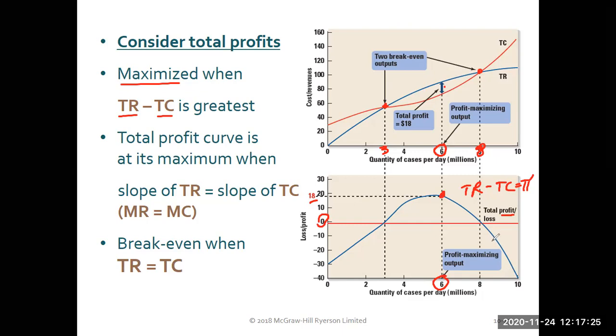Oh yeah, and what's more, if we find out where profit is 0, right here, TR minus TC is 0, here's the number 0, that's at an output of 3, just like up here. And it occurs again right here at an output of 8, just like up here. So we can find our profit maximizing points, or in this case, 1 point, of course, and our break-even points on the graphs as well as the tables.